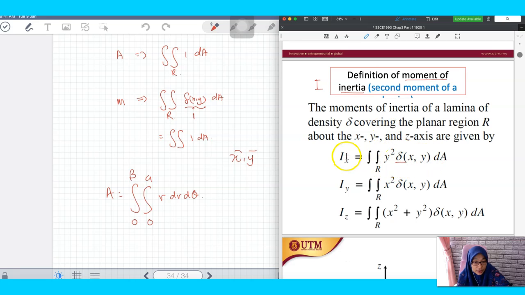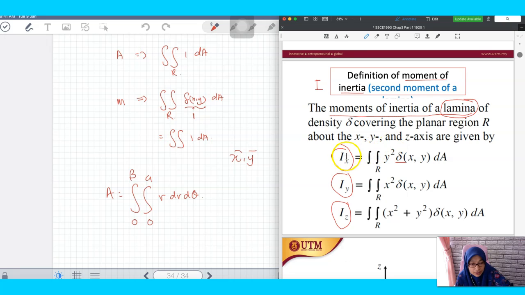Now we'll look at the formula here. Because we are talking about the lamina, which is a double integral. Lamina, moment of inertia, or second moment of a lamina. So the keyword here is lamina. Once you see the word lamina, we always bear in mind that the formula we have to use is the double integral. So the second moment of the lamina about the x-axis, about the y-axis, and about the z-axis.